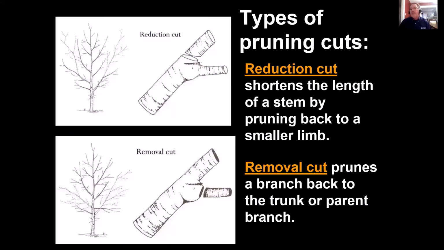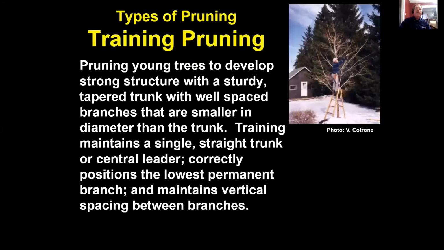So the two types of cuts I want you to really rely on is a reduction cut to shorten branches and a removal cut. And now we're about to apply them to some trees and show you how to improve structure, all right? So removal cut, back to branch collar, smaller branch, back to branch collar. Reduction cut, larger branch, cut back to a smaller branch, approximately a third to 1/2 the diameter, okay? Those are the cuts you really want to make. Try to avoid heading cuts, okay?